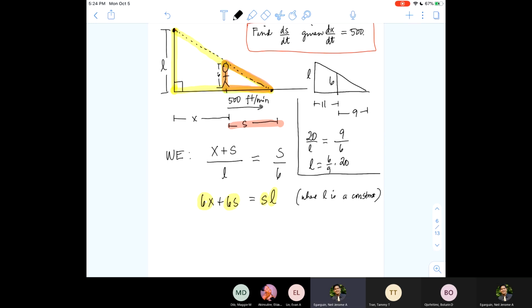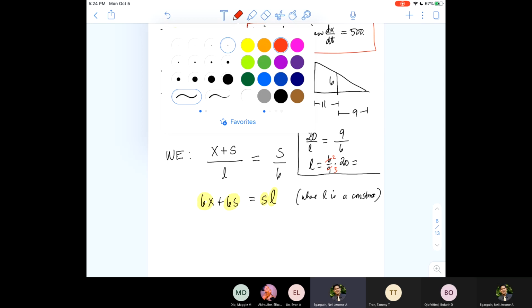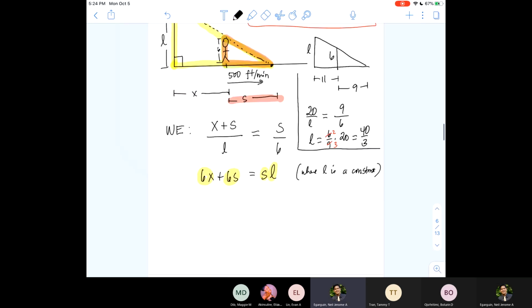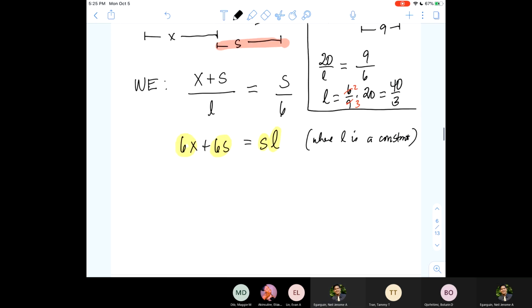Just do the algebra there. Okay, I guess this is right. And this would be what? Can I cancel things? Yeah, this will just be 2/3. And so I'll have 40 over 3. So the length L is 40 over 3.